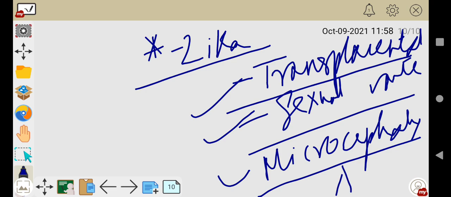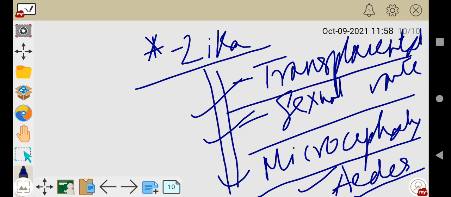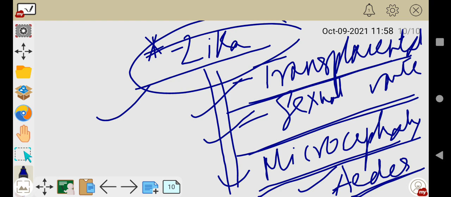But the main thing is that it is transmitted by mosquito. So in the picture, one mosquito was given. It is the Aedes mosquito. So these four things you remember: transplacental, microcephaly, sexual route, Aedes are related with Zika. And this has been asked. This is a very important topic.